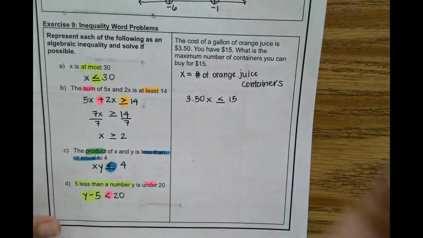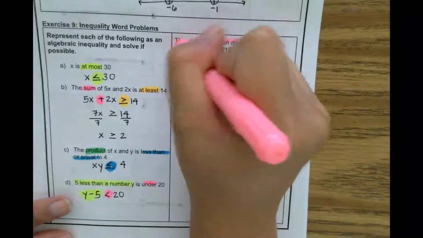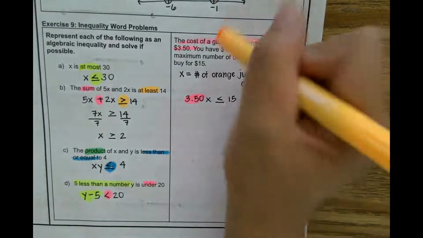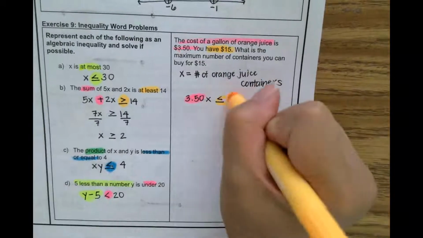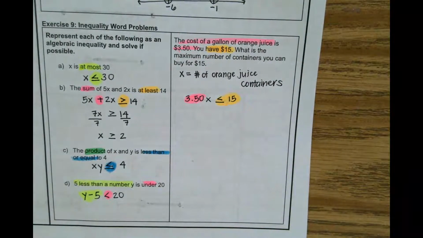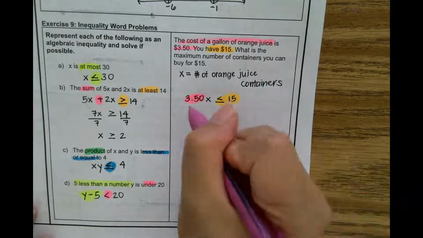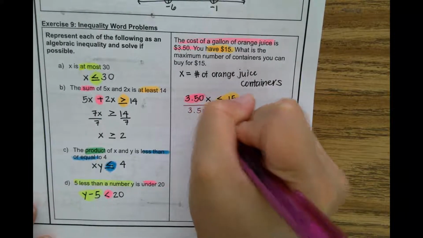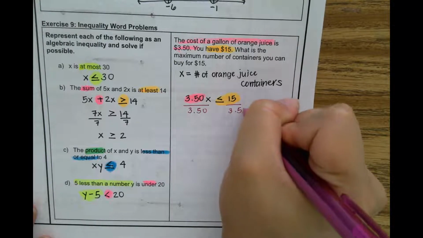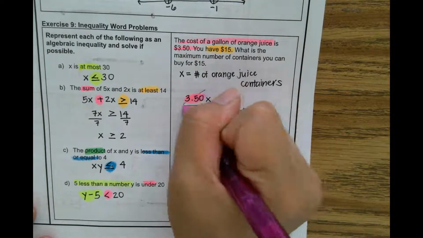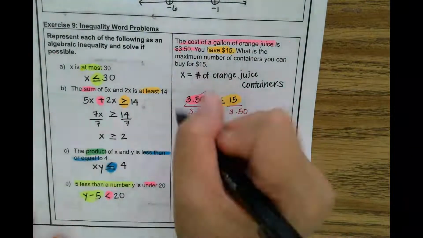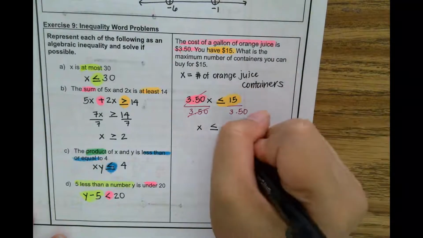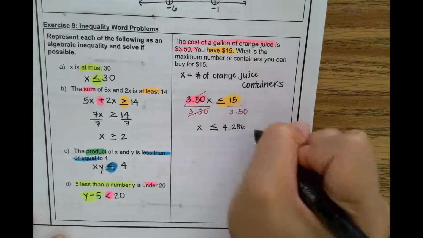So here, cost of a gallon of orange juice is $3.50. Okay, I have $15. Again, I can't spend more than that, and so that's why it's less than or equal to 15. And now all I have to do is solve it. So since this is $3.50 times x, I'm going to get rid of it by dividing by $3.50. When I do, $3.50 divided by $3.50 is 1. That leaves me with 1x is less than or equal to 15 divided by 3.50, which is 4.286, and so on and so forth.